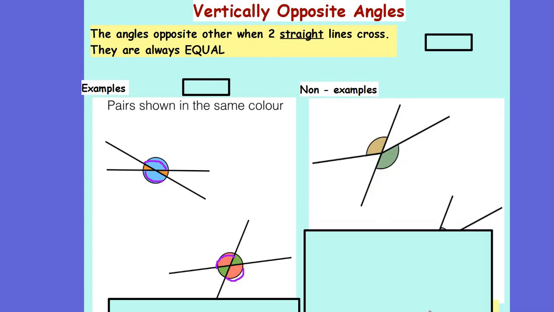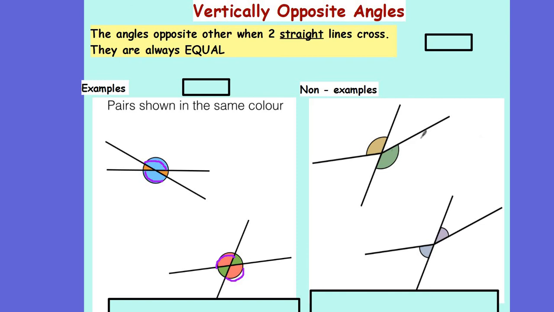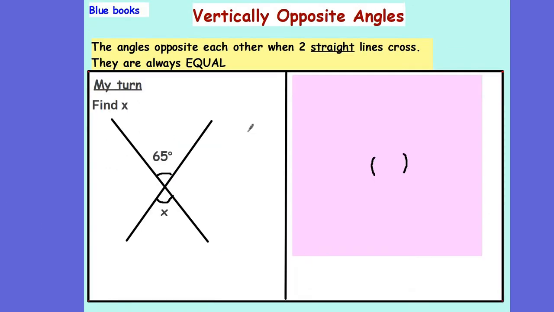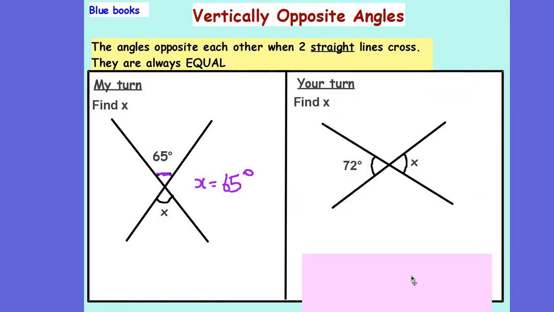Non-examples are shown here. So when those lines are not straight, this is clearly not a straight line. Therefore, they are no longer vertically opposite angles, they're no longer equal. Let's use this fact to find a missing angle. If I've given two straight lines and I'm given the angle 65 degrees and asked to work out x, well, we know they're vertically opposite, so x must be exactly the same, it must be 65 degrees. Over to you guys, mini whiteboards, what's x? Cool, they're vertically opposite, it must be the same, x is equal to 72 degrees.